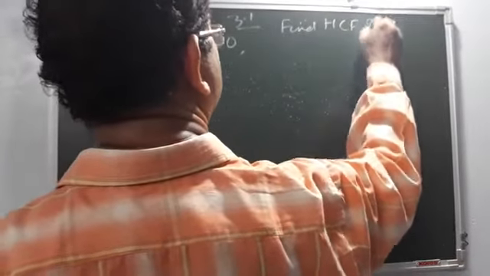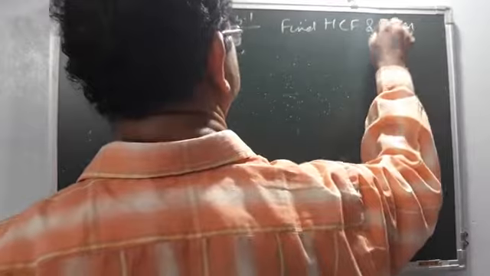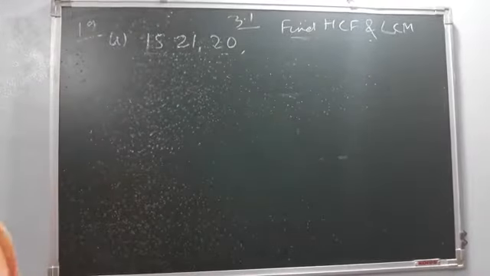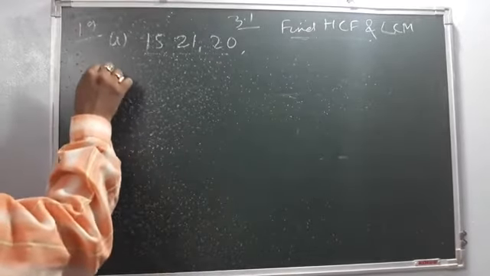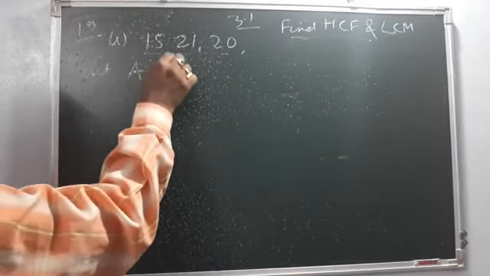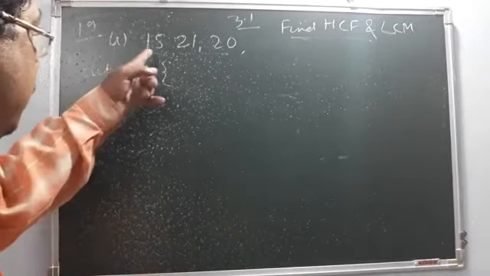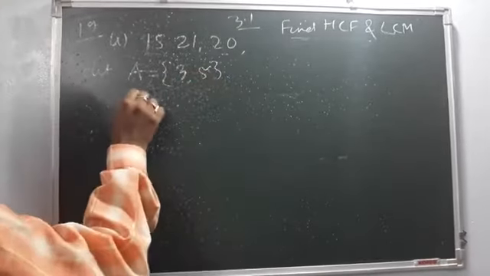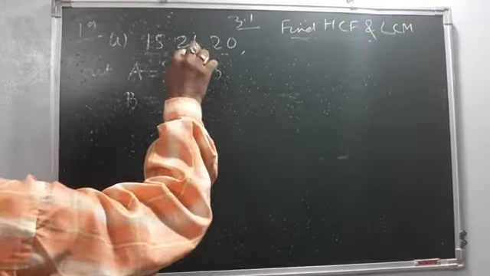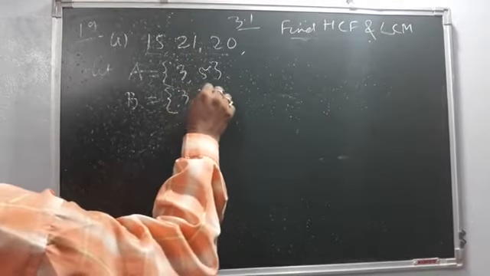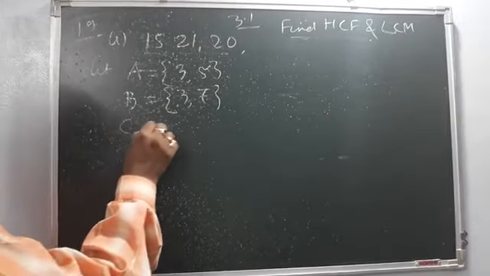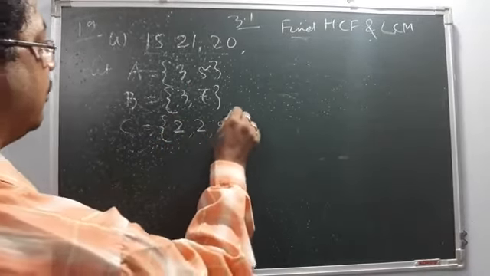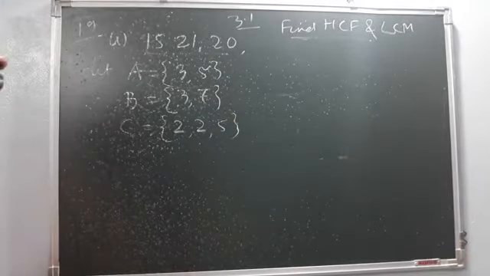HCF and LCM, that we have to find from this one. Now, let A be equal to the factors of 15, so it is 3 and 5. B is equal to the factors of 21, 3 and 7. C is equal to 20, which can be written as 2, 2, 5, that is the factors of 20.